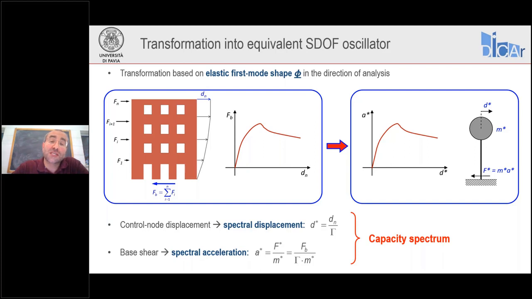That is, we transform the displacement of the control node dn into the displacement of the single degree of freedom oscillator d star by dividing dn with gamma. And we do a similar thing for the base shear FB. We divide it by gamma and by m star, so to find acceleration a star for our equivalent oscillator. And the relationship between a star and d star defines our capacity spectrum.